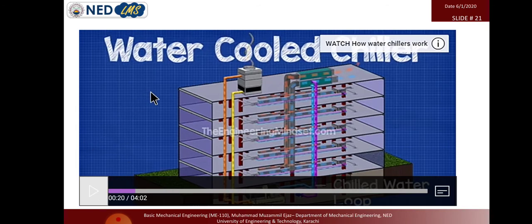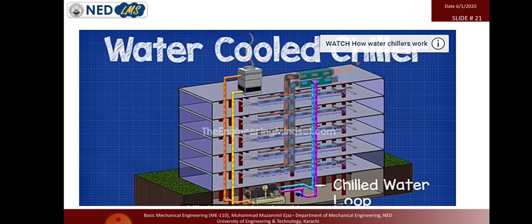A water-cooled chiller is normally situated at the bottom of the building, in the basement, or it can be placed over the roof of the building, but normally they are in the basement. In the water-cooled chiller, we cannot directly cool down the air from the refrigeration process.